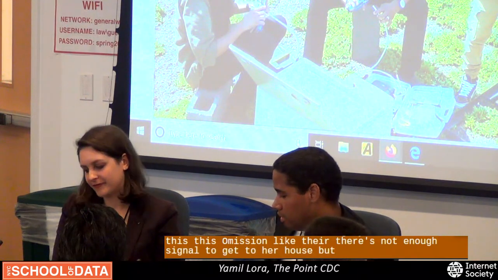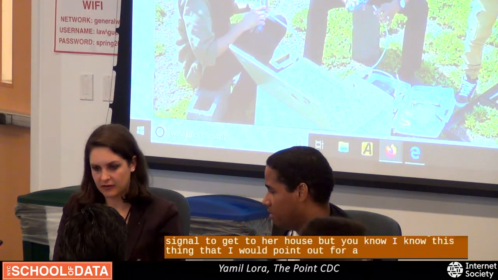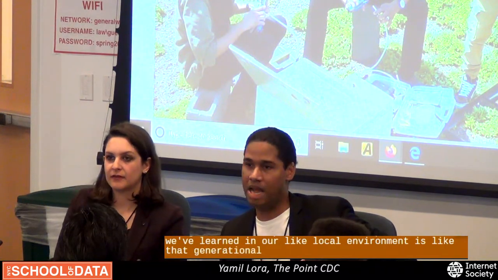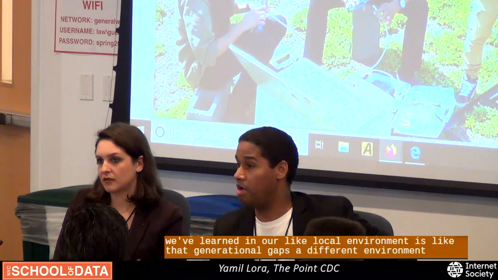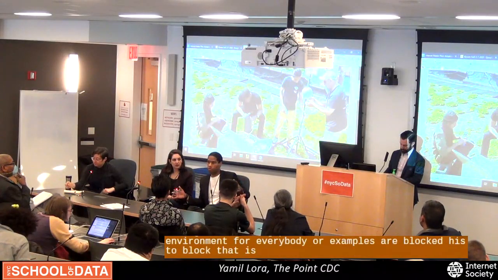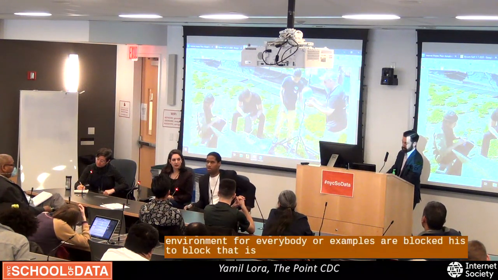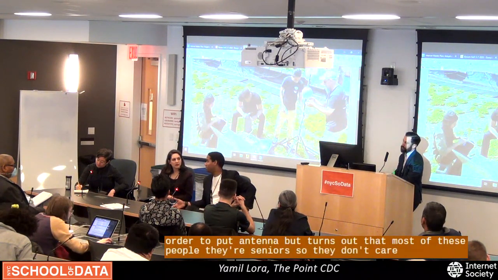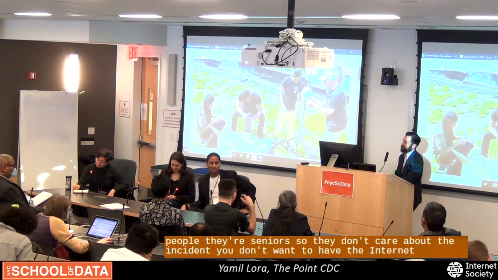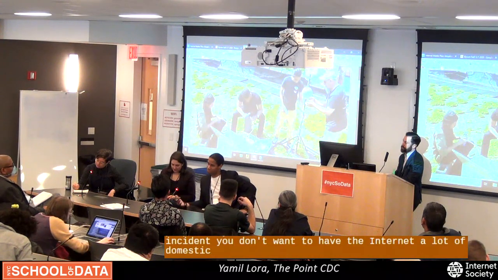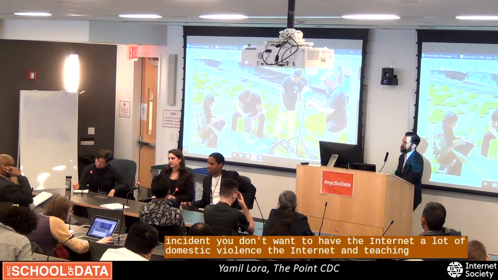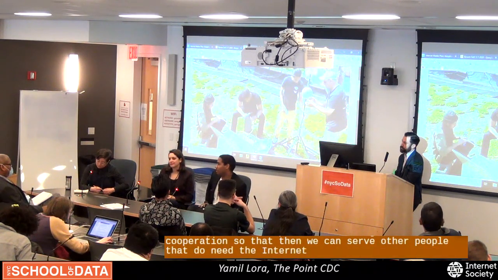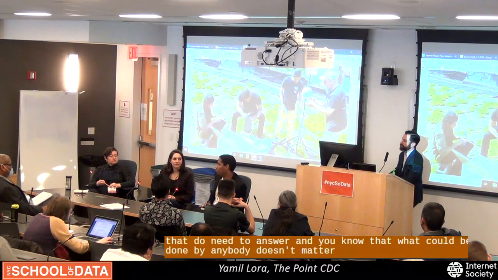But another thing that I would point out is that we've learned in our local environment that generational gaps or differences also shape our internet environment for everybody. For example, our block is a block of homeowners, people that own their houses, and we need access to the roofs in order to put antennas. But it turns out that most of these people are seniors, so they don't care about the internet, they don't want to have the internet. And they're more concerned about their privacy. So it takes a lot of demystifying the internet and teaching and also building relationships and trust to get the cooperation so that then we can serve other people that do need the internet. And that work could be done by anybody. It doesn't matter how old or how young you are.